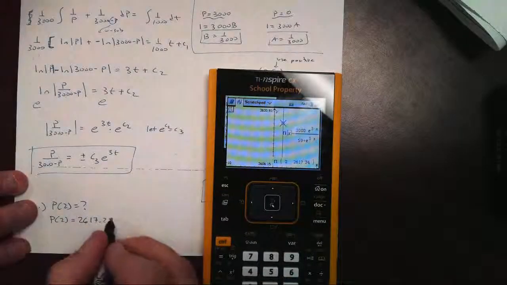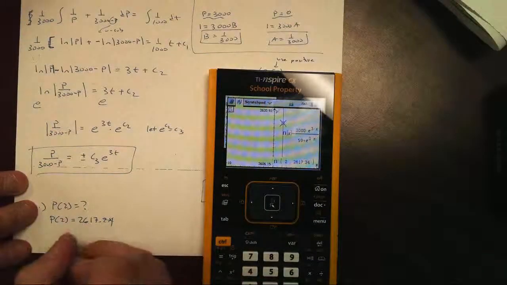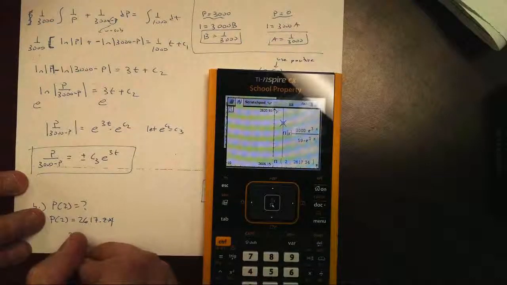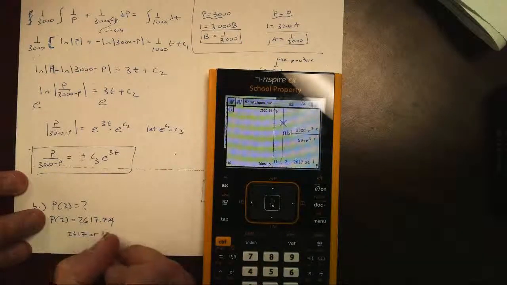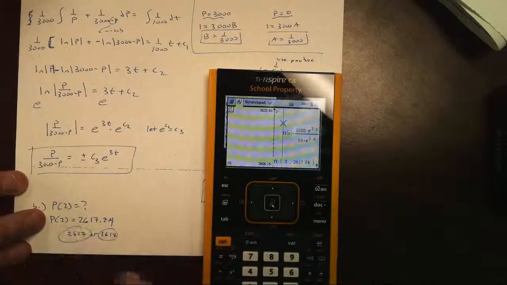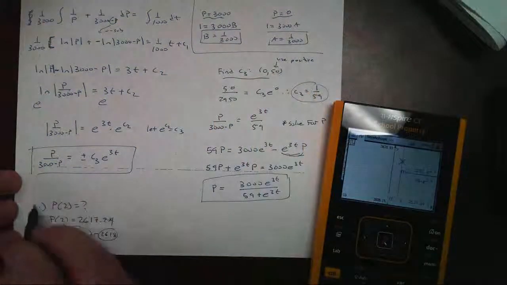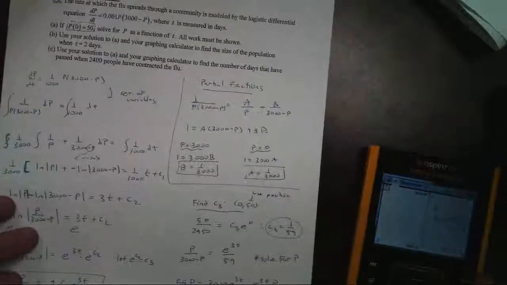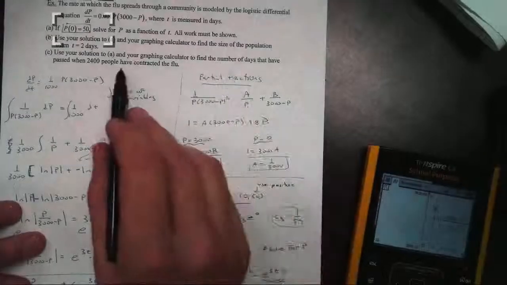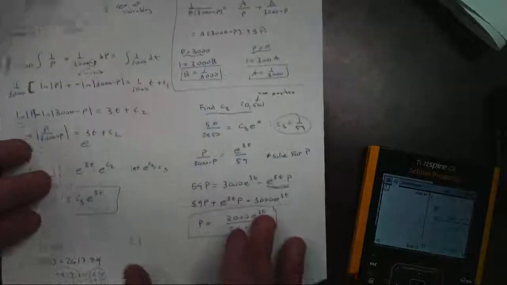But you're right. We can't have 0.24 people. So the AP will accept 2617 or 2618. That's how many people have the flu in 2 days. Now, for part C, it says, okay, now how long will it take for there to be 2,400 people to have the flu?